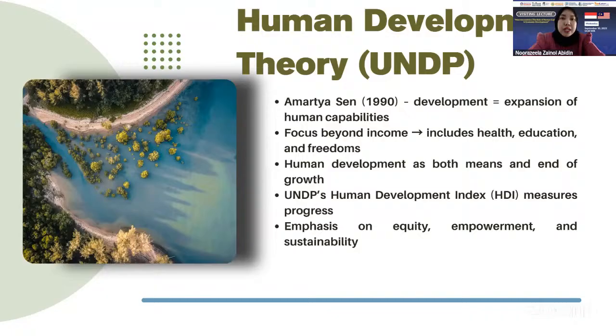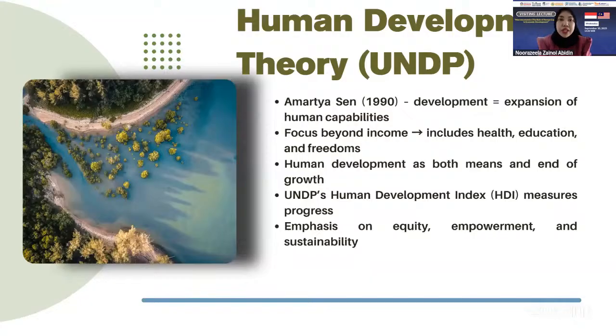Okay, building on Sen's idea, the United Nations Development Programme, or UNDP, introduced the Human Development Index, or we call HDI, in 1990, which measures development using 3 dimensions. The first dimension is life expectancy, focusing on health. And then we have education, which is about knowledge. And then we measure income, which is the standard of living.